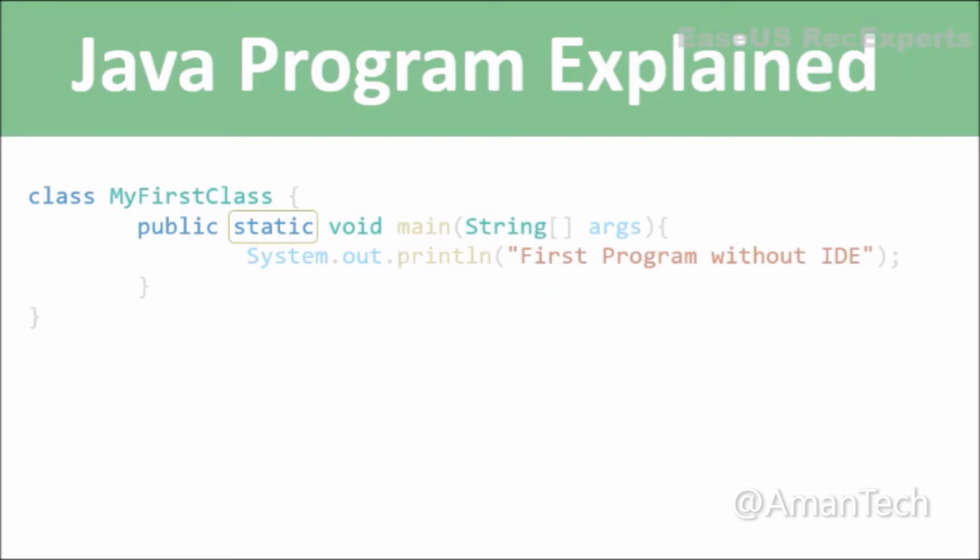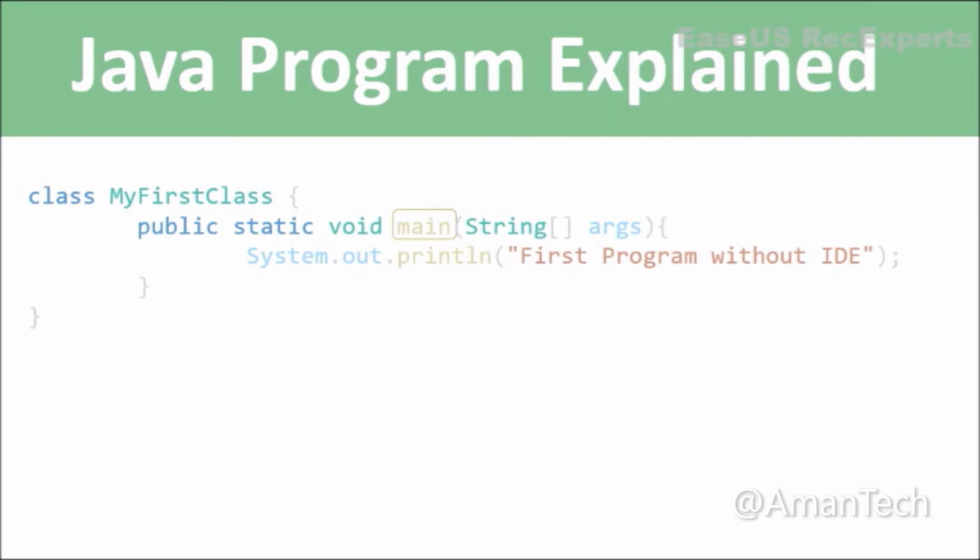Next is static. This is also a keyword which tells us that this method is of type static. There can be two types of methods, one is static and the other one is non-static. We will discuss these components in detail in our upcoming sessions also. The third component is void. This represents the return type of this main method. If it is void, that means this main method will not return anything. Then main. This is the name of the actual method.